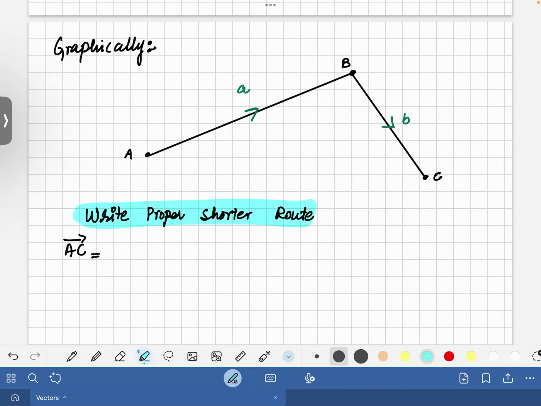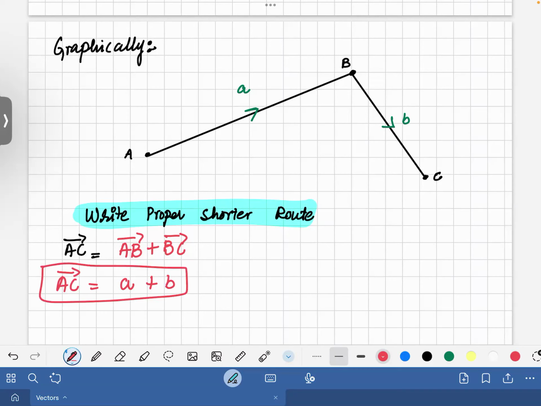आपने सबसे पहले proper shorter route लिखना है. So I started my car from A. I want to travel till C. So it means that according to the road, I have to go from A to B and then B to C. Agree everybody or not? Yes or no? Yes, sir. So it means that AB is small a and BC is small b. So vector AC is a plus b. That is the answer. Understood everybody or not?